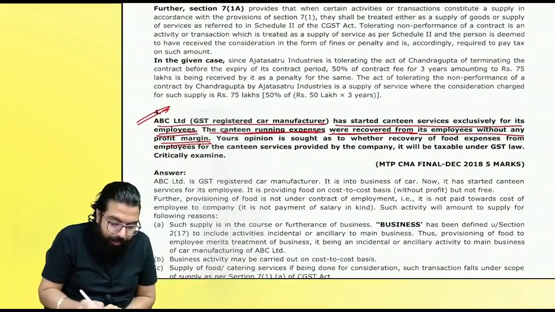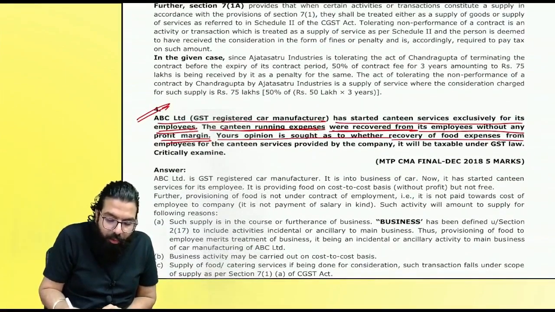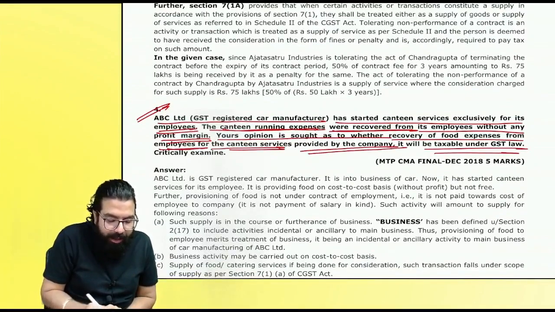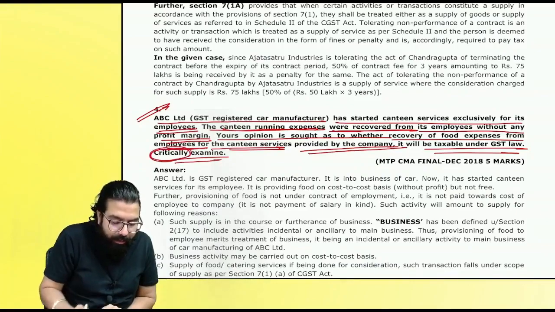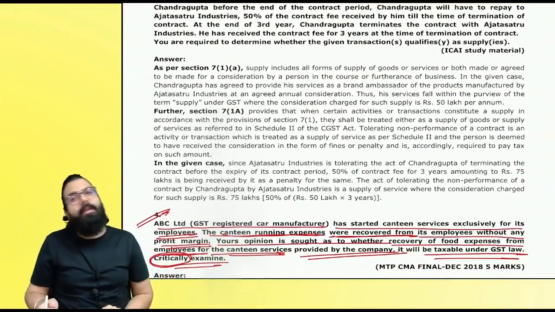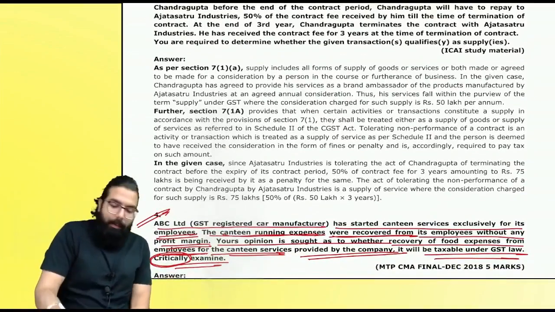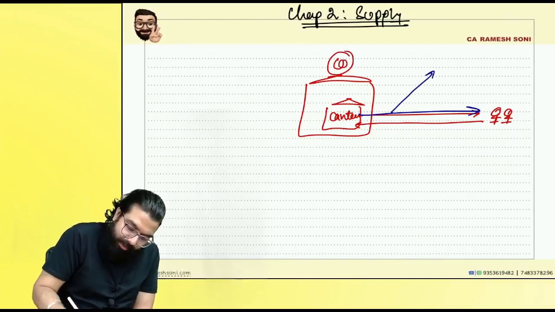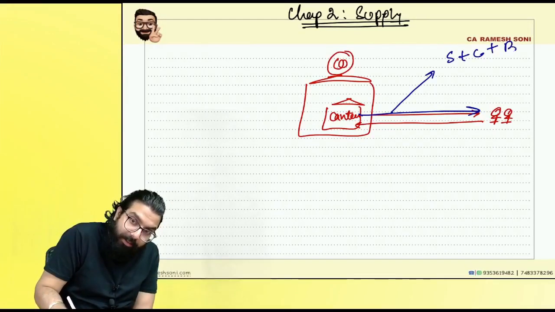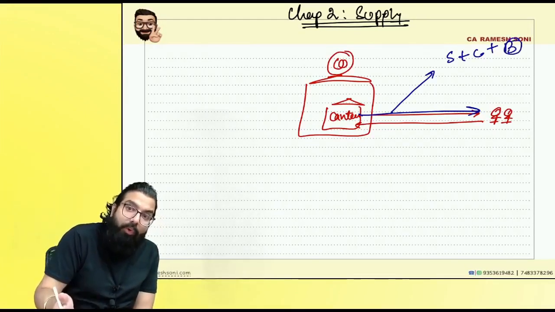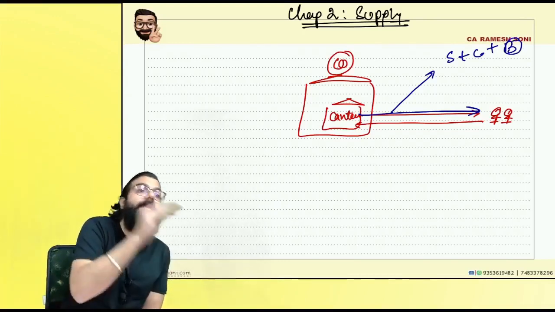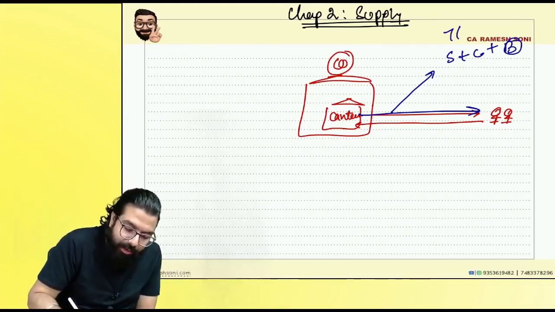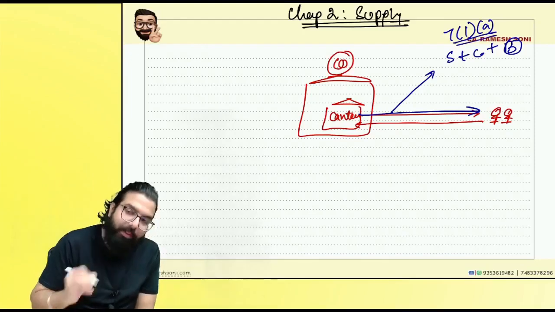Then they are telling, your opinion is sought whether recovery of food expenses from the employees for the canteen services provided by the company would be taxable under GST. Critically examine. Tell me one thing, everyone, whether it will be taxable under GST, yes or no. This company is selling food to its employees. First of all, is it a sale? For a consideration, is it in the course of their business? It's not their main business to supply food to the employee, but is it in the course of their business? Yes, sir. And hence, Section 7(1)(a) says it will be a supply.